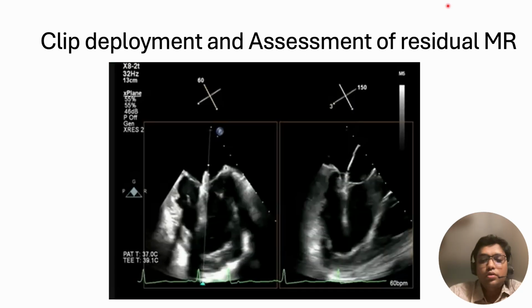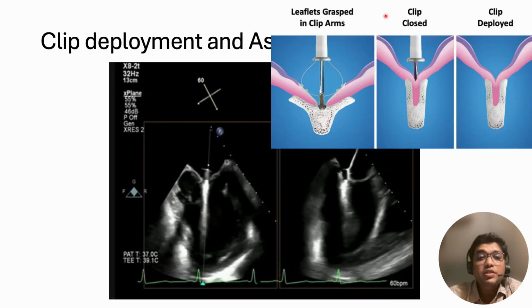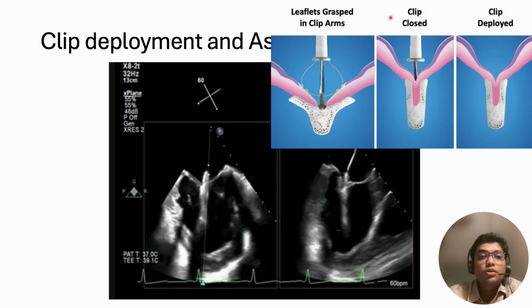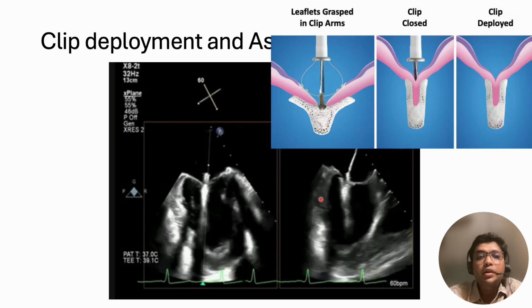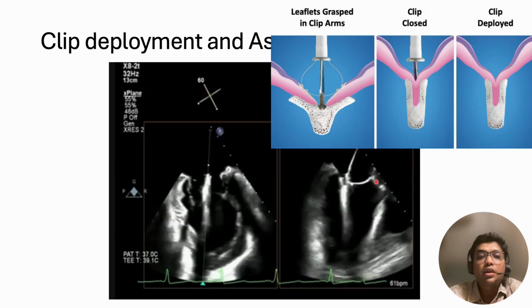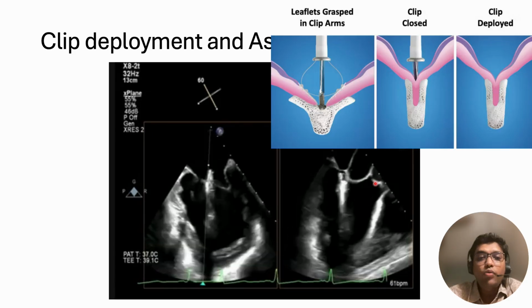Next step is dropping of your grasper onto the leaflets, so you have to identify if both the leaflets are equally and adequately grasped. You can see in the right-sided clip both the leaflets are in the grasped condition and they are not moving too much. That means they are well inside the grasping zone of the clip.